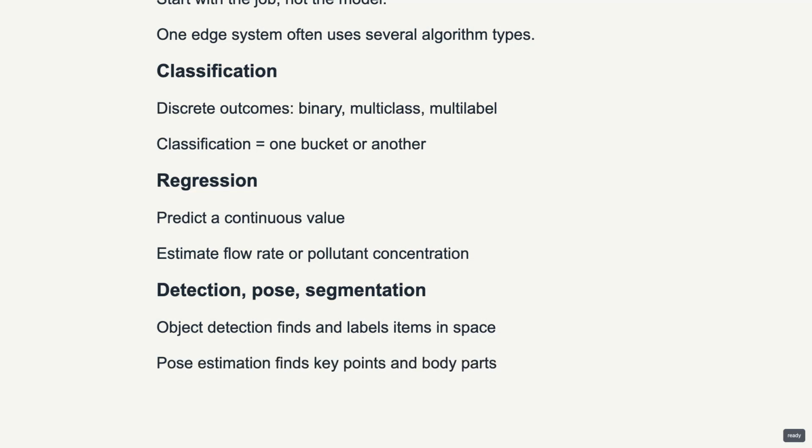Pose estimation goes deeper than presence. It tracks body structure, which makes it useful when posture, balance, or motion quality matters more than a simple object count.